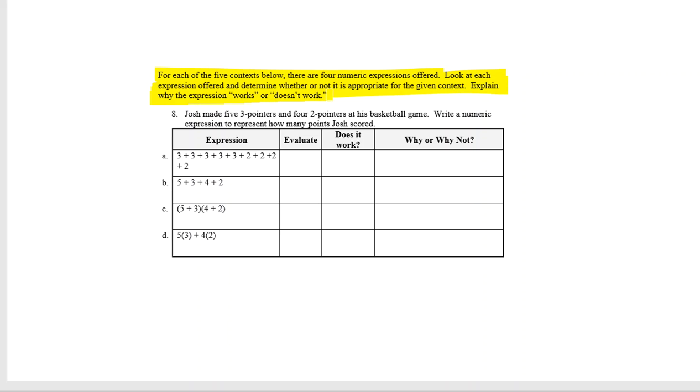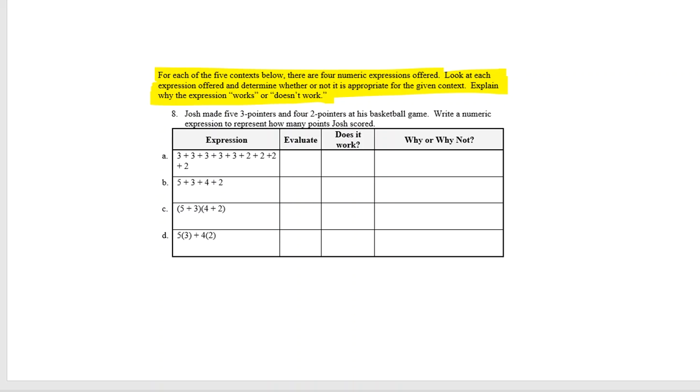Explain why the expression works or doesn't work. So for each of these, we're going to be given a situation, and we need to figure out if the math that was written for that situation will work for the situation. And then we say yes or no, why or why not.